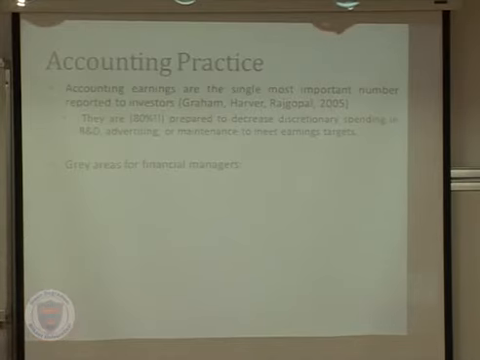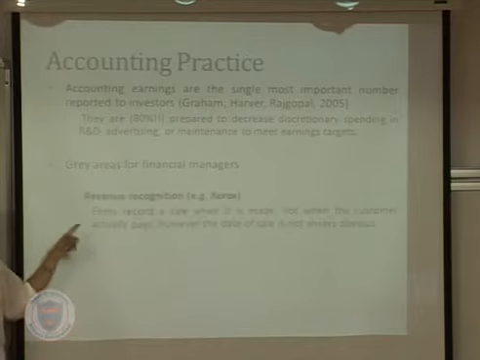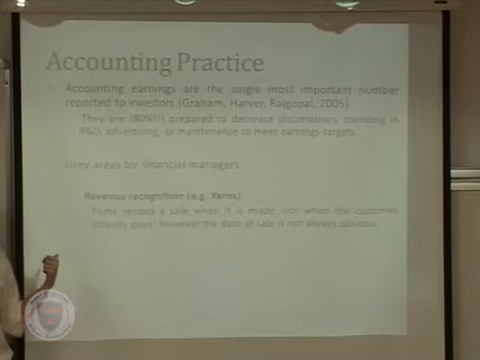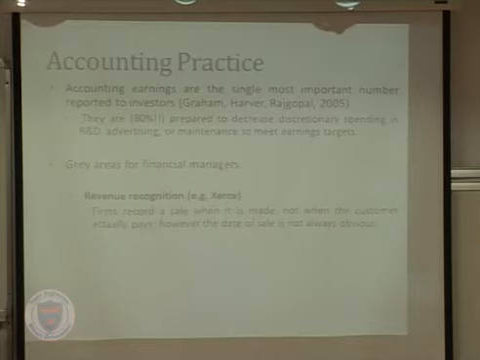They can do it in a normal way, or they can do it in a shady way. These are the shady ways. Revenue recognition is one thing. Firms record a sale when the sale is made, not when they take the money, right? So lots of companies can time when the sale is made, even if they don't take the money. So they can inflate their profits.